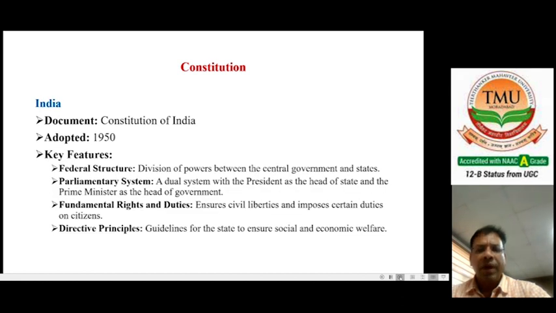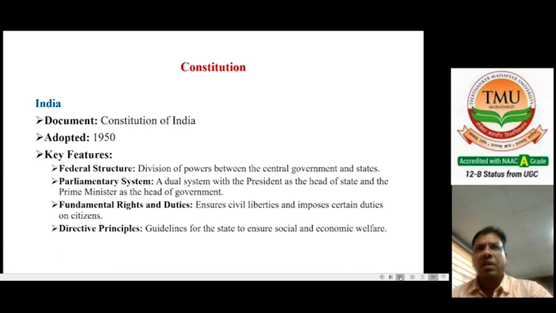Now, a brief look at the Indian constitution. It is called the Constitution of India and it was adopted in 1950. Later I will go into detail about the Indian constitution, but here I am giving the brief features of the document, like the federal structure. That means there is also a division of power between the central government and state governments, and we have different subject lists: the central list, the state list, and the concurrent list.